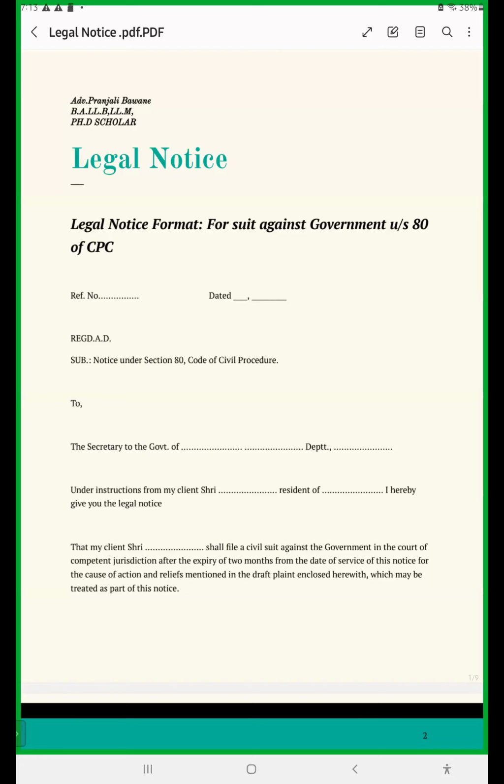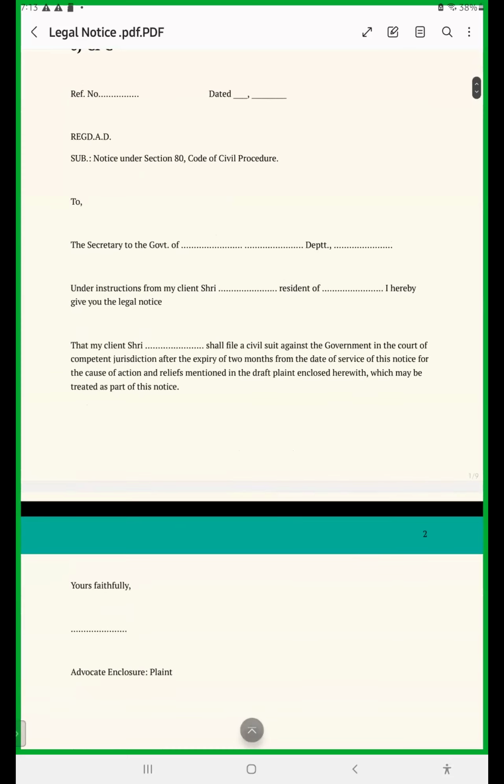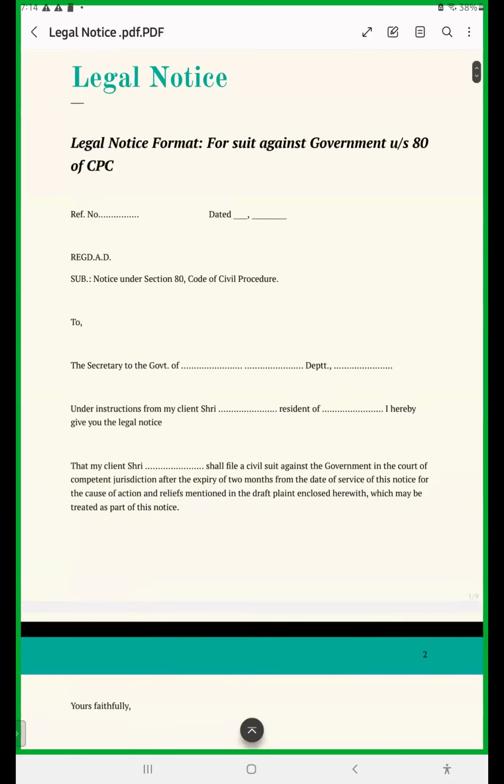Whenever we are drafting this notice, there are certain aspects we need to keep in mind. The names and required information: the name of the parties to whom you are writing, by whom, the subject, everything. Next is the description of them, the place of residence of the notice sender. Here we have written the reference number, date, registered AD and below that the name. Next are the aspects of the effect. This is general terminology which we are going to see in depth, but I am giving you a short idea as the draft is open over here.